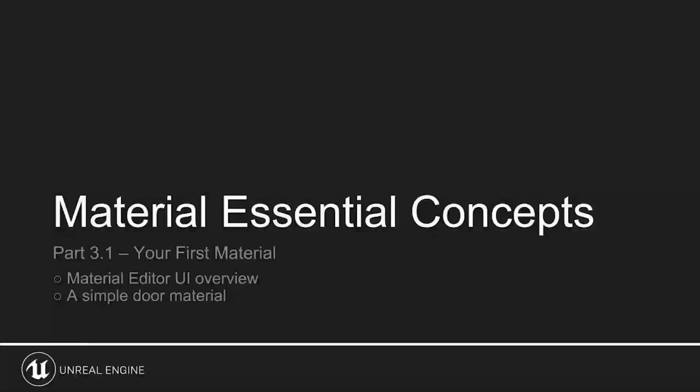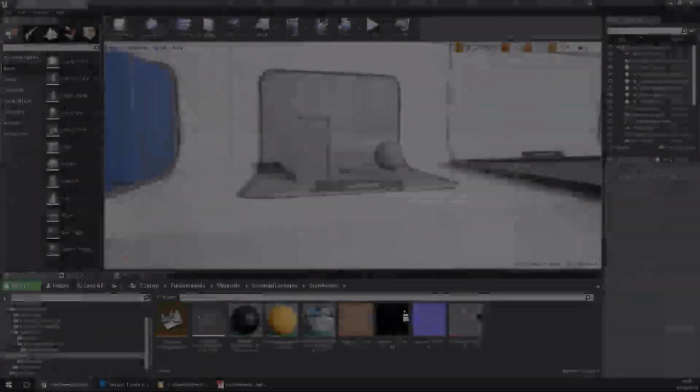Welcome. Material Essential Concepts is the course we're currently in, and in this chapter we're going to take a look at how we can create our very first material, which means we have to go through a basic material editor user interface overview, and then we're going to create the actual material itself. Let's switch to the editor.